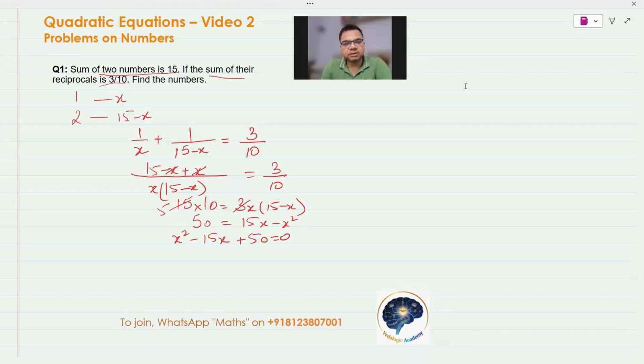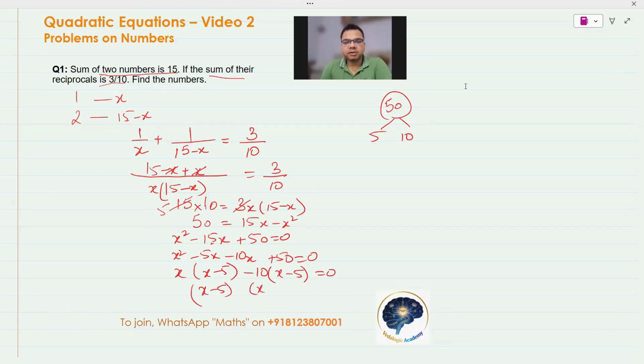To find its factors, let's multiply the coefficient of x square and the constant term. The coefficient of x square is 1 and the constant term is 50, so that becomes 50. I have to divide 50 into two factors such that I can find 15 as their sum. I think 5 and 10 will work here. So I'll say x square minus 5x minus 10x plus 50 equals 0. I'll take x common: x into x minus 5, minus 10 into x minus 5, equals 0. Taking x minus 5 common, it becomes x minus 5 and x minus 10 equals 0. From this, I get x equals 5, and from this, x equals 10.